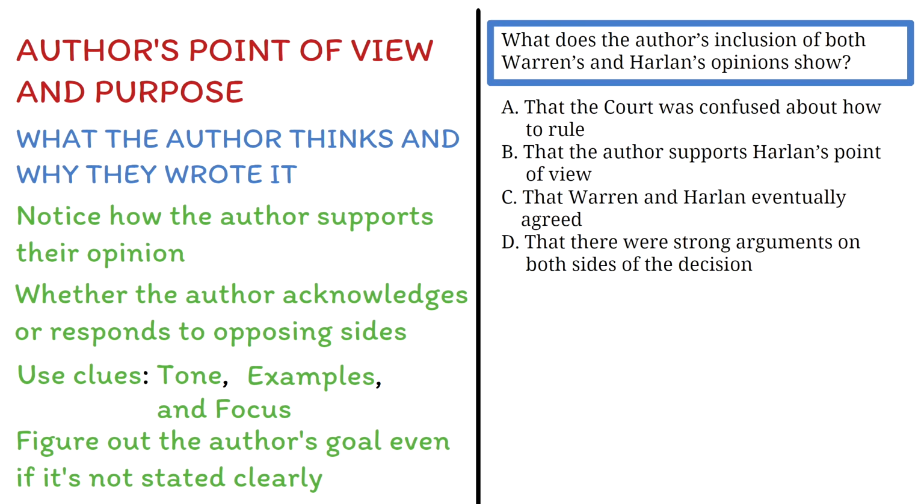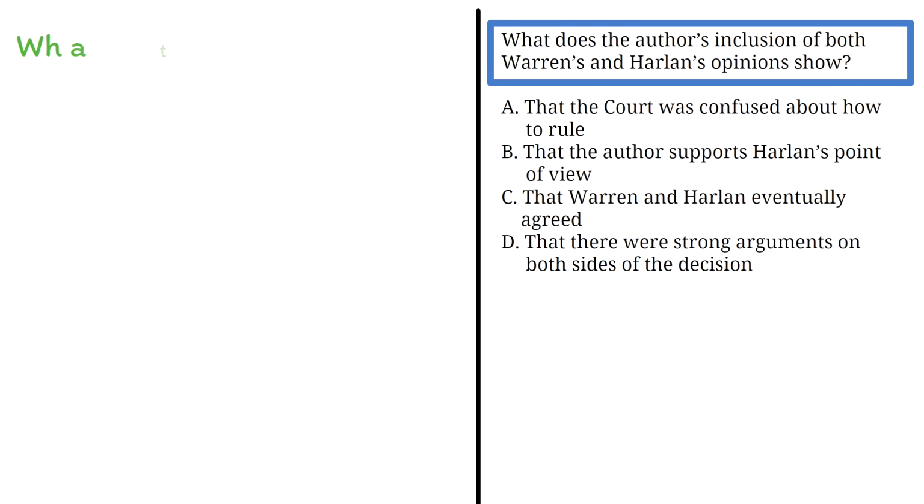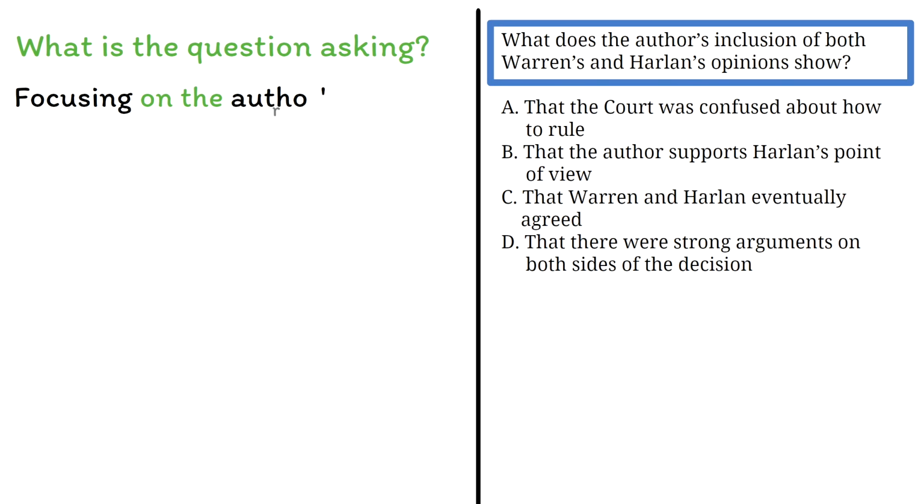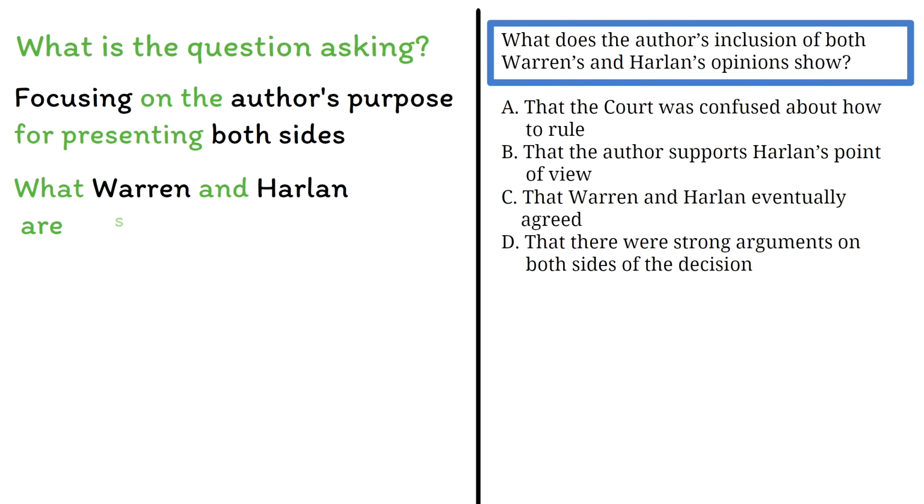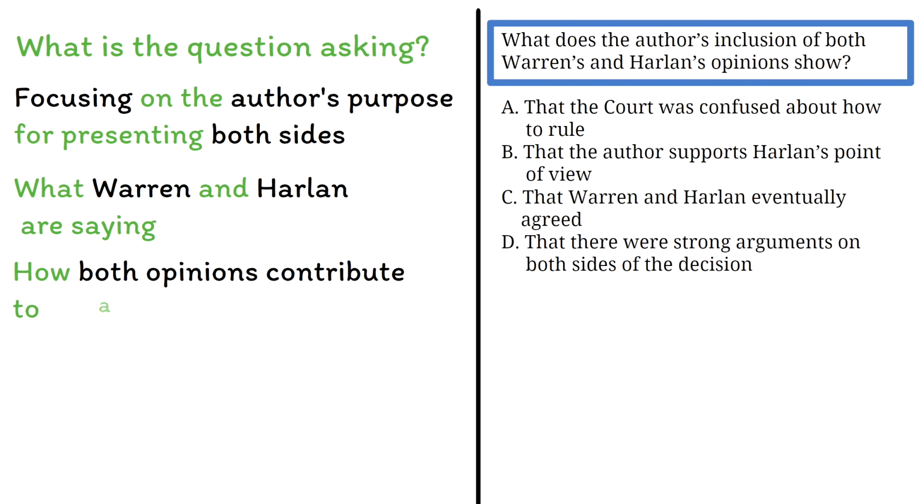What does the author's inclusion of both Warren's and Harlan's opinions show? To answer this, we need to understand what the question is asking. This means focusing on the author's purpose for presenting both sides. To do that, we first need to understand what each opinion is saying and how it contributes to the author's overall message. That's how we arrive at the correct answer.